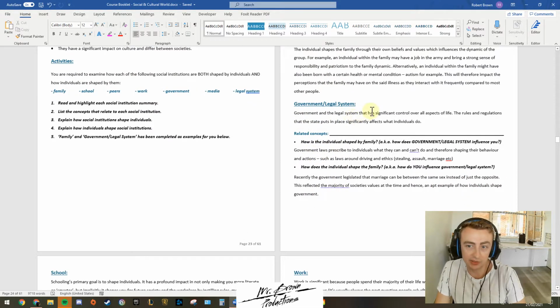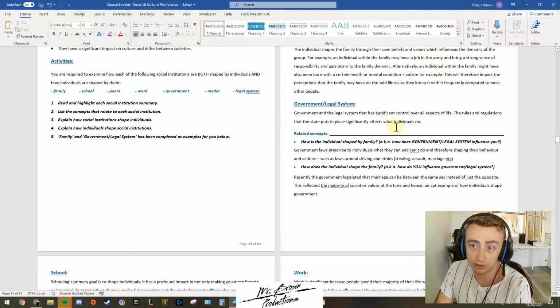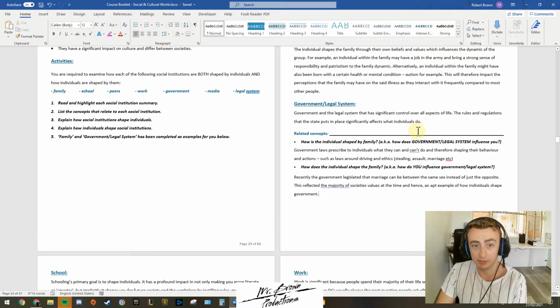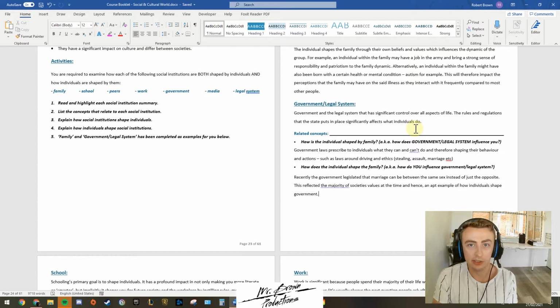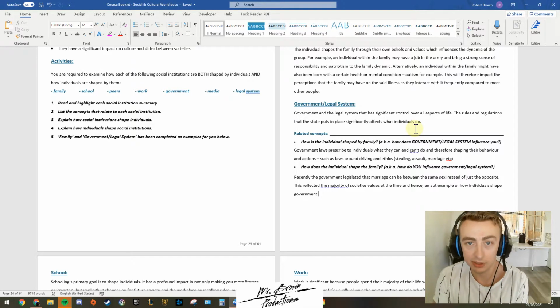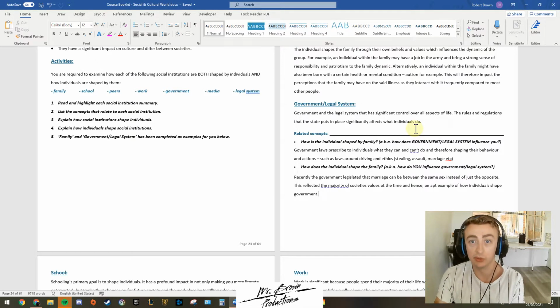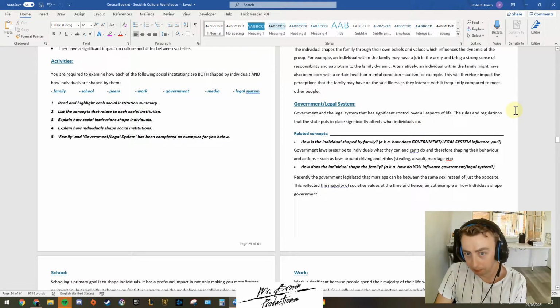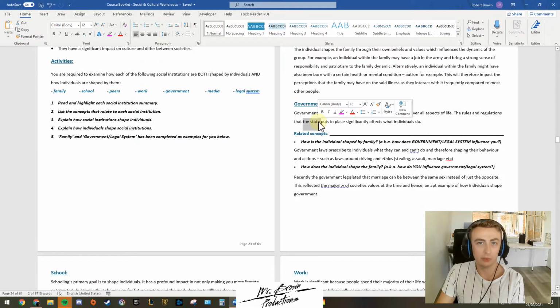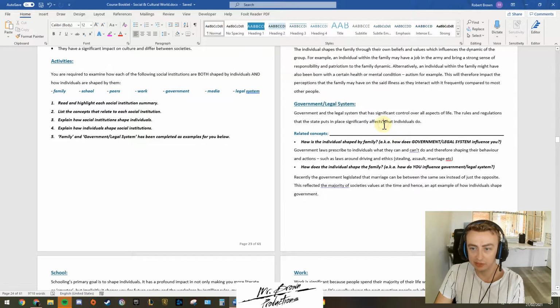So with government and the legal system, they've got significant control over all aspects of our life at a micro, meso and macro level. They do operate at a macro level, but the decisions they make at a macro level can influence our micro and meso world. So for example, the government regulating that you guys have to stay in school until you're 17 affects your meso world, even though it was a macro decision. So yeah, the rules and regulations that the state, so the state here is just another word for government, puts in place significantly affects what we do.